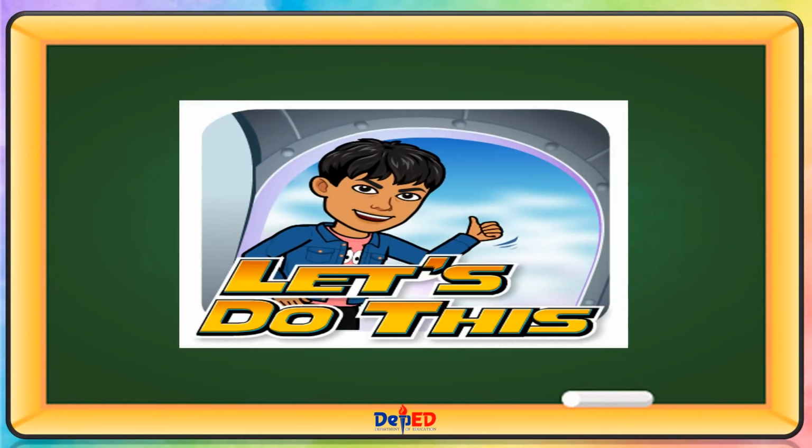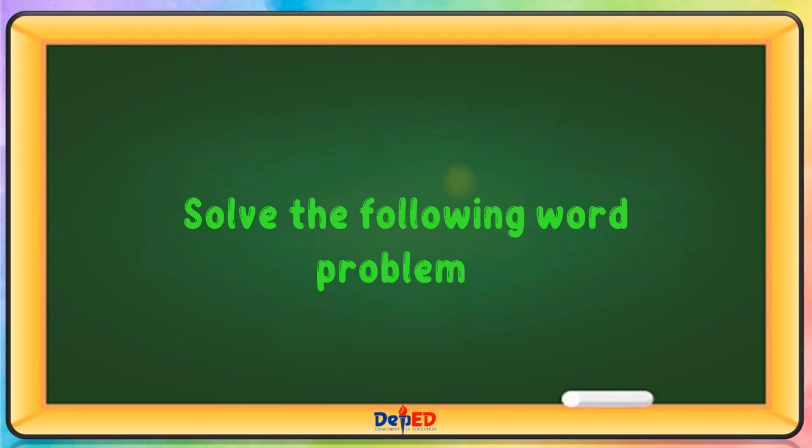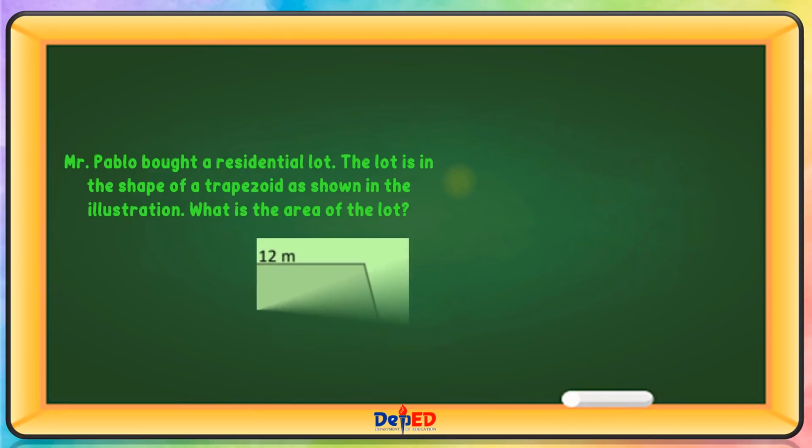Let's do this. Solve the following word problems. Mr. Pablo bought a residential lot. The lot is in the shape of a trapezoid, as shown in the illustration. What is the area of the lot?